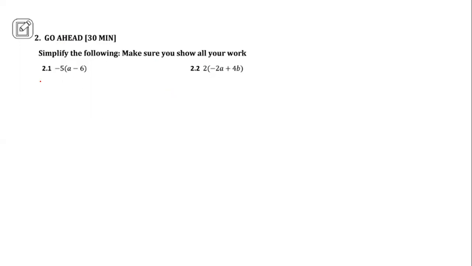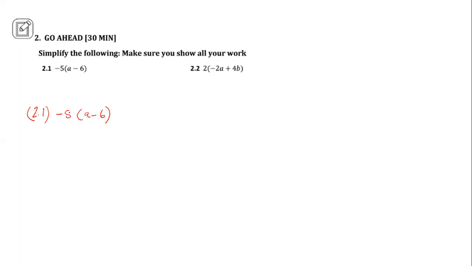So now let's have a look at 2.1. We are given the expression, and we need to simplify it. So let's rewrite the question. We have negative 5 times a subtract 6. Now they want us to simplify this. What are we doing here? We can see that we have the bracket. The bracket simply means multiplication. We are multiplying negative 5 with a binomial, in this case a minus 6. So these are two terms inside of the bracket.